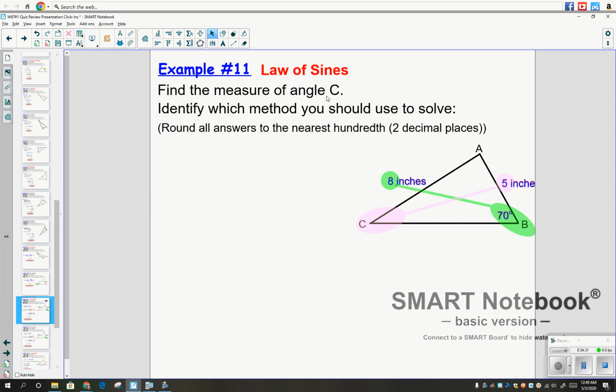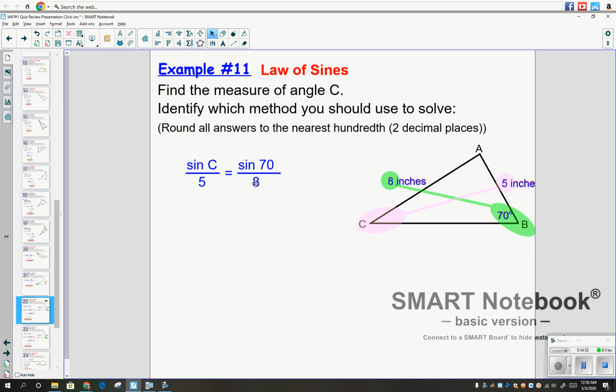So now that I'm solving for the angle, I want to put the angle on top. So I'm going to put sine of C on top over 5. I'm putting the sine of the angles over the sides, equals, that's one opposite pair, another opposite pair, which is sine of 70 over 8.